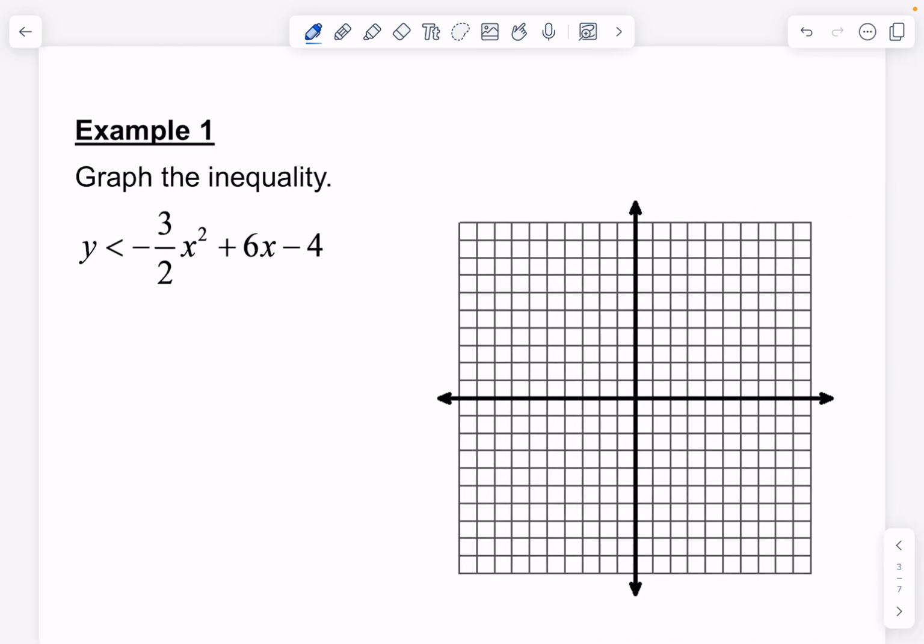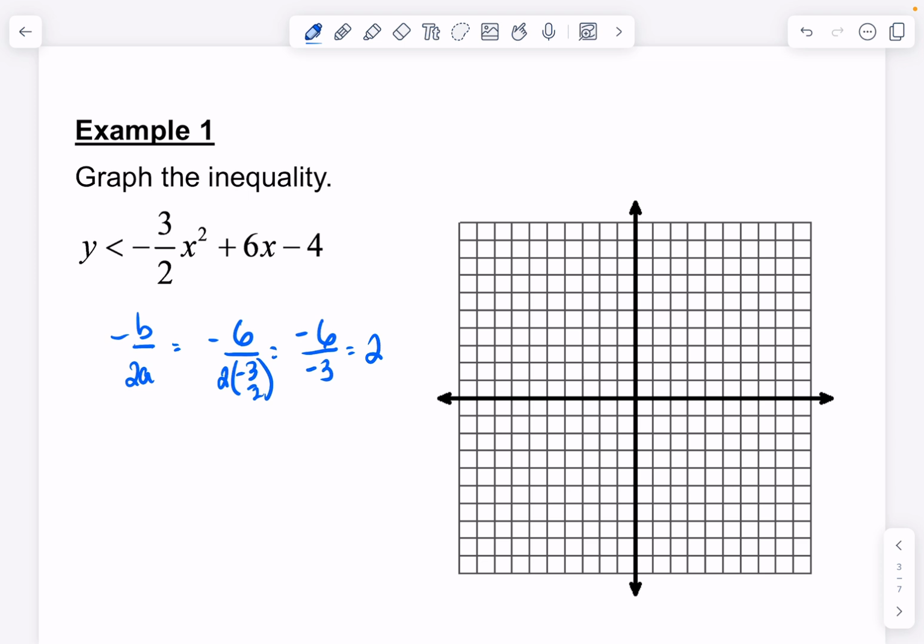Okay, so graph that inequality. That's in standard form, so I'm going to use our old school negative b over 2a. So I have a negative 6 over 2 times negative 3 halves. And I haven't done these notes ahead of time, so we're going to see how I do. So I get a positive 2 for my vertex.